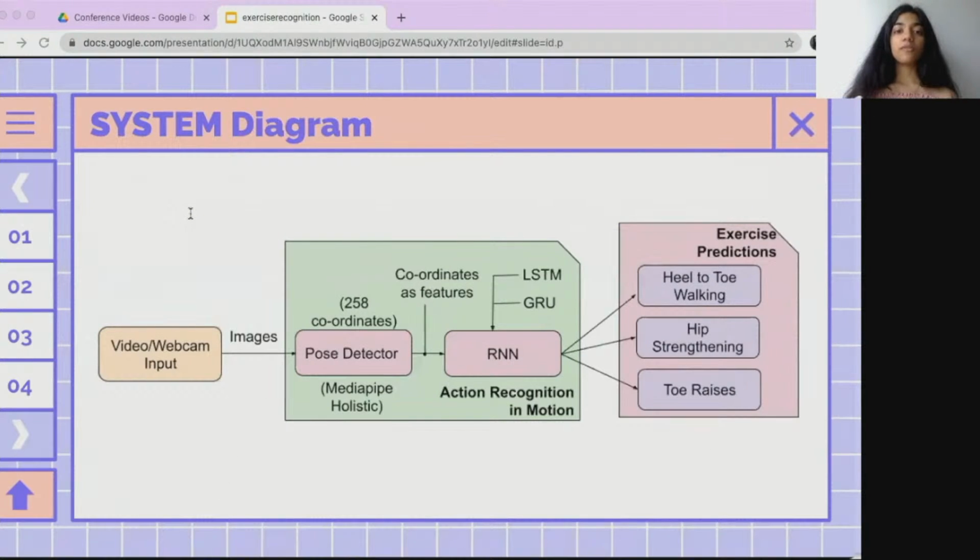This is an overview of how the system works. The input videos from the webcam are pre-processed as image frames. The key elements from literature that were used were MediaPipe for the pose detector to extract 3D coordinates from the human in frame, and then two types of RNNs to train these coordinate features over a sequence. We see that the output action is either heel to toe walking, hip strengthening, or toe raises.